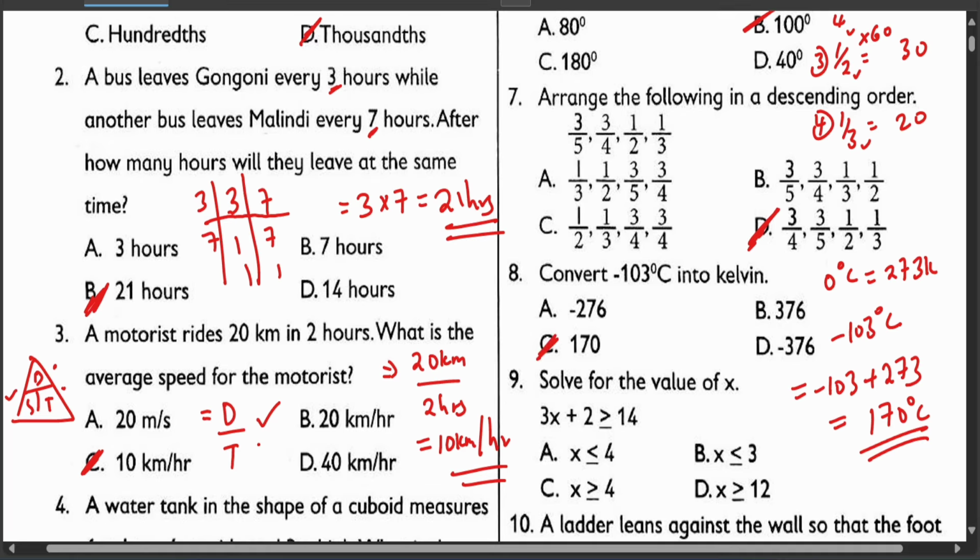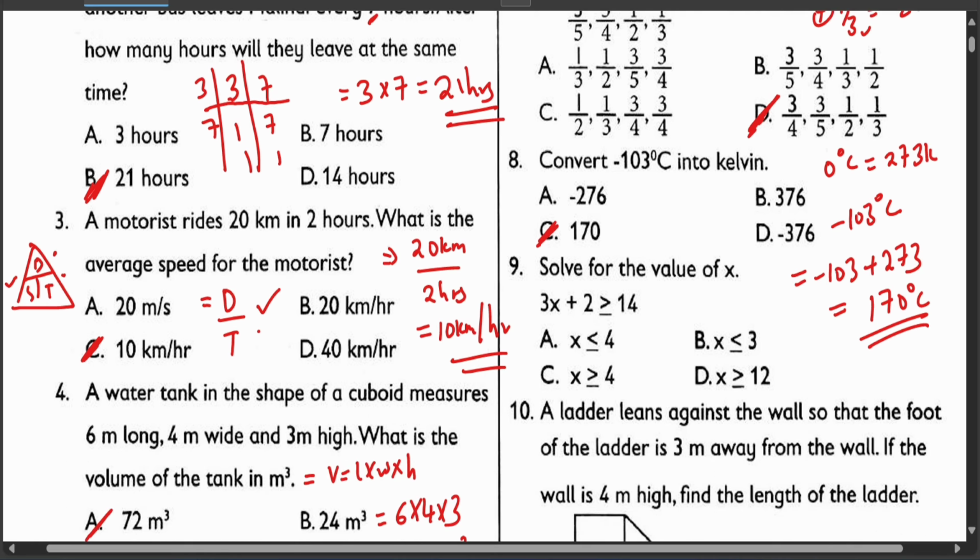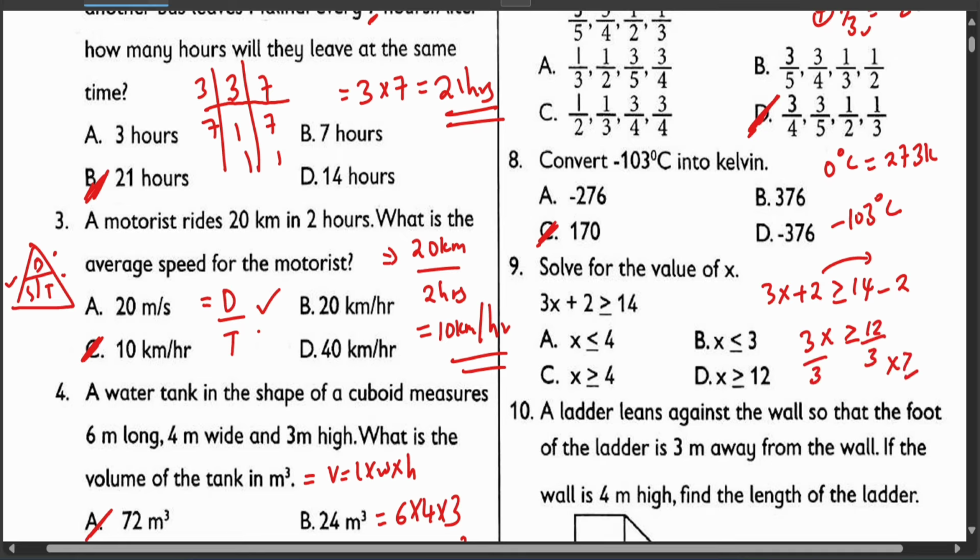Solve for the value of x, which is very easy. 3x plus 2 is greater or equal to 14. Subtract 2 from the other side, negative 2. So 3x is greater or equal to 12. Divided by 3, x is greater or equal to 4. So your answer is C.